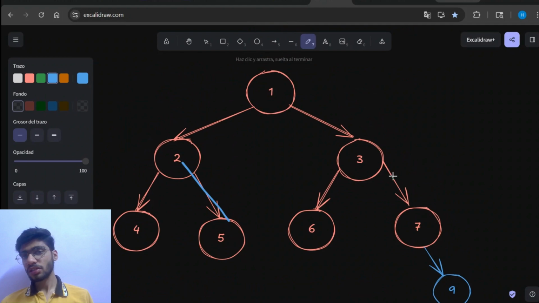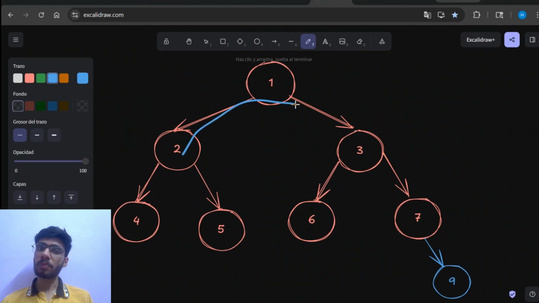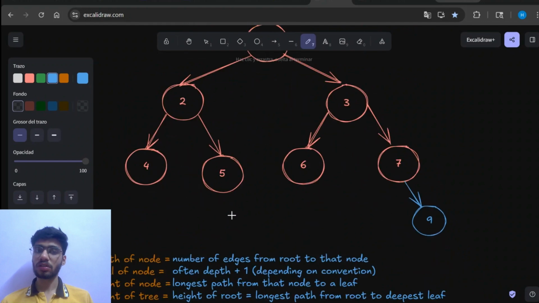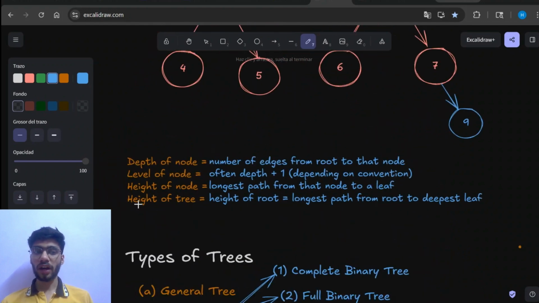Now this height is not 1 because the longest path here is 2. There are two edges in this path. So this is very important: while measuring height you don't go up, you only go down. So this is the fact. Now the height of a tree.